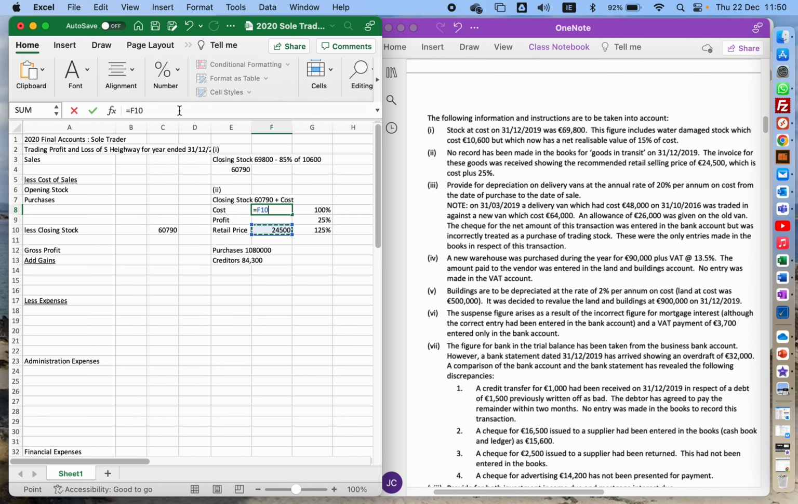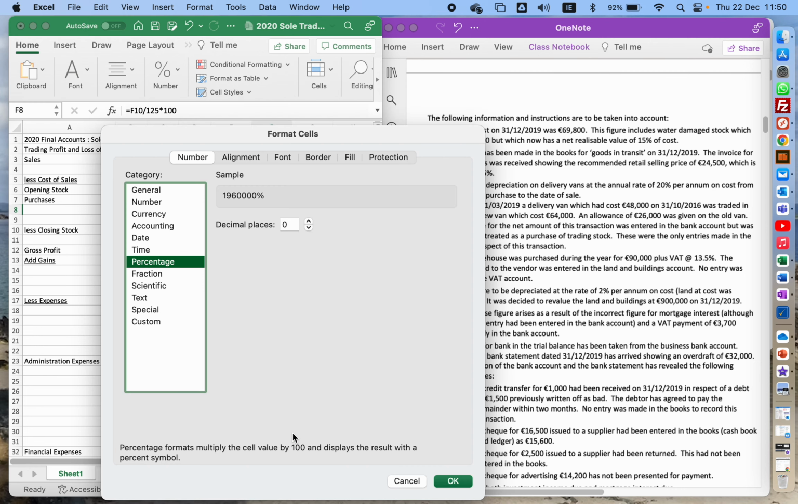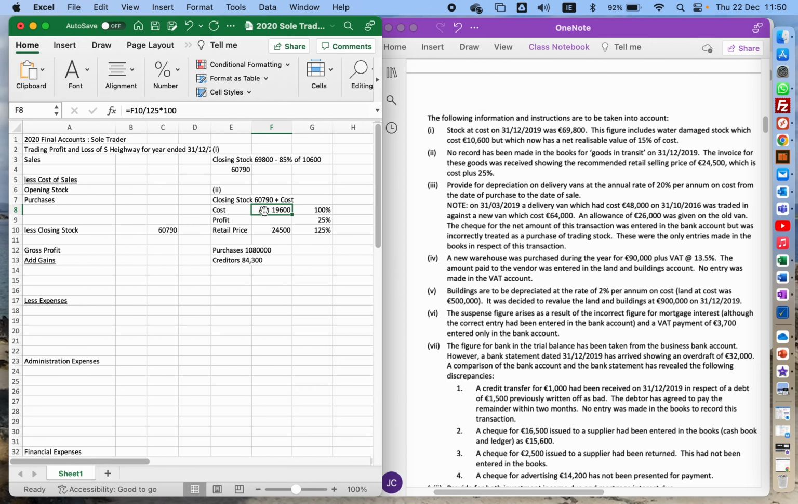So what I'll do is 24,500. I'm going to divide it by 125, and that gives me 1%. I'm going to multiply it by 100, and that gives me 100%. So I just fix that. So that's the number. So 19,600 is our cost. So that's going to be added on to my closing stock.